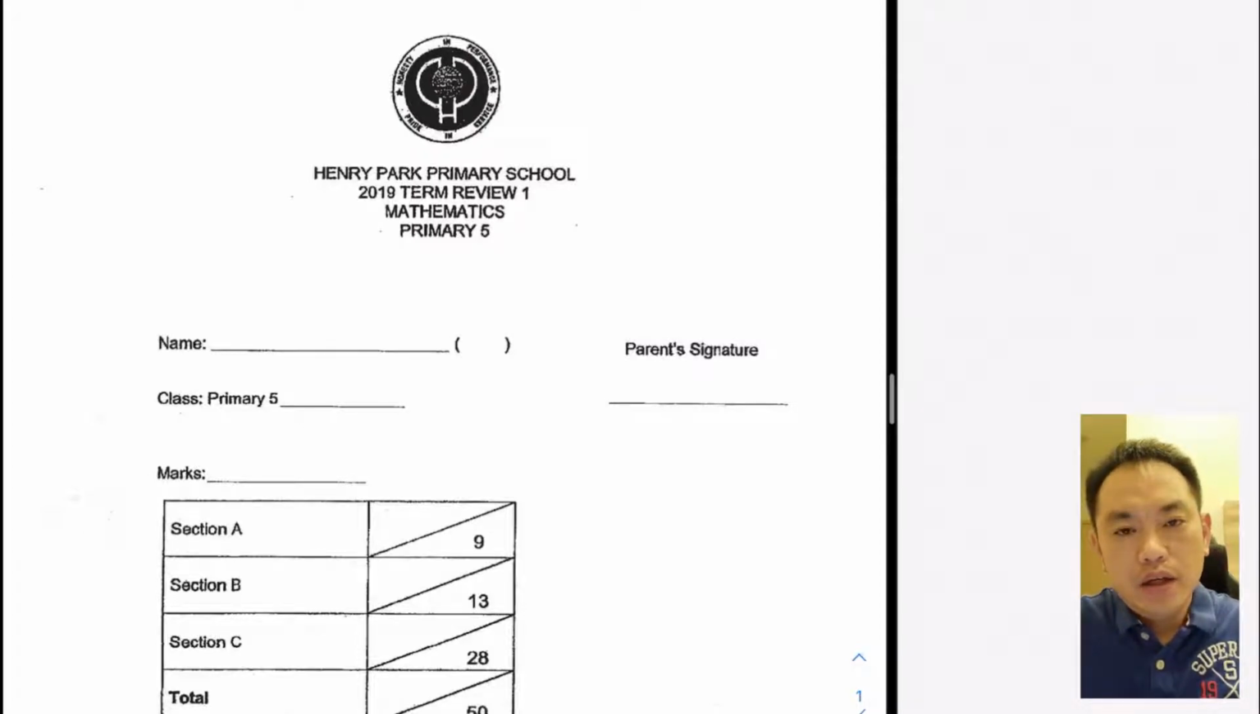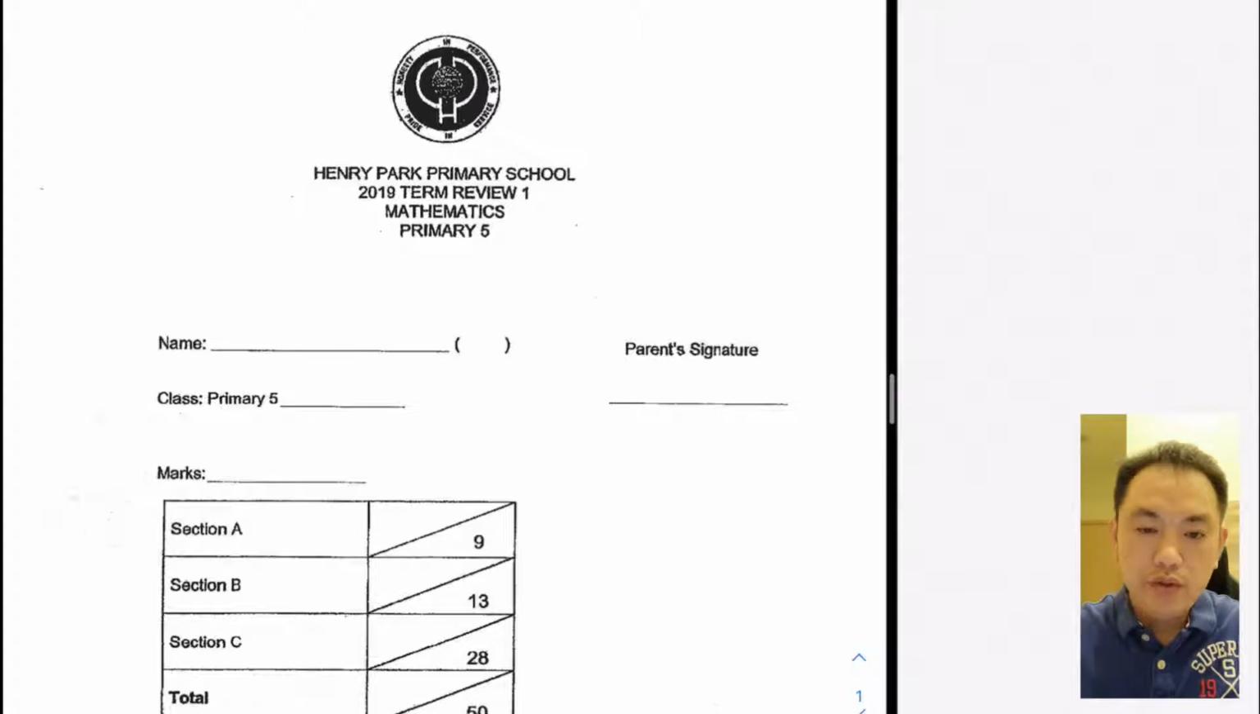I'm William. So today we will be doing the math paper together. We will be focusing on grade 5. This is a past paper from grade 5 in 2019. It's the midterm test from semester 1.